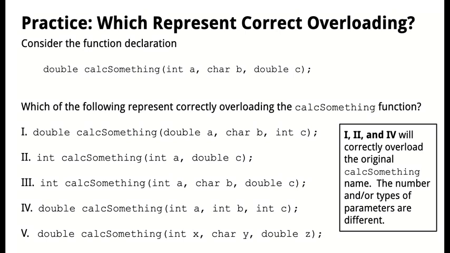The ones that would not work are 3 and 5. In number 3, you'll notice the parameter list is completely identical in its types, parameter for parameter. It's an int followed by a char followed by a double. So simply changing the return type from double to int is not going to work. And in number 5, you're not going to trick the compiler by just changing the names of the parameters. If we take a, b, and c and make them x, y, and z, the compiler is going to treat these as two totally identical functions. It knows no better than just an int followed by a char followed by a double.